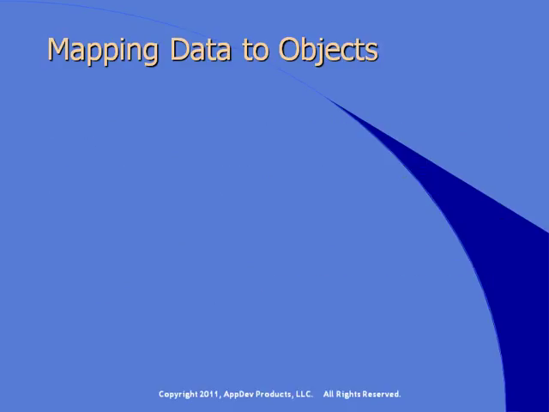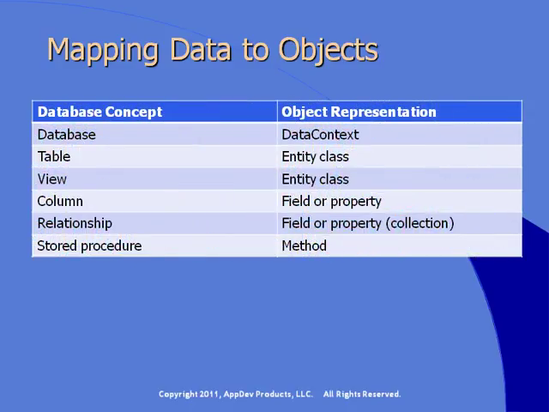So what are the key constructs involved in mapping data to objects? Well, the database is going to map to the data context, and the data context represents the database, and it's the main way you work with the database. Then the tables and views in the database will be entity classes in your object model. So the products table will map to the product class, customer table map to the customer class, etc. Columns in a table or view are going to be properties in a class. So the customer class will have properties for company name, contact name, address, city, etc.